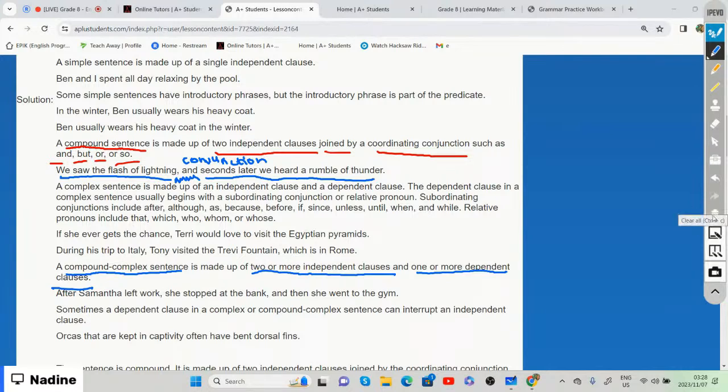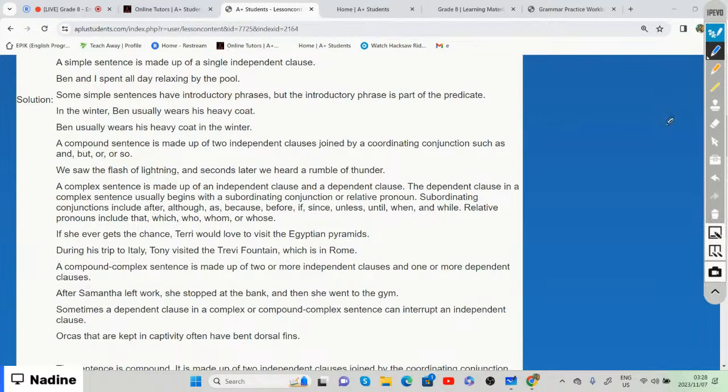So we say that a simple sentence consists of a subject as well as a predicate, a complete sentence. Then we have a compound sentence, which is made up of two independent clauses joined by a coordinating conjunction, such as and, but, or, so. And then we have a complex sentence, which is made up of an independent clause and a dependent clause.